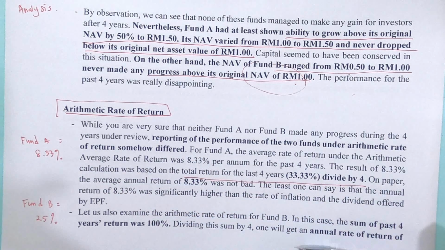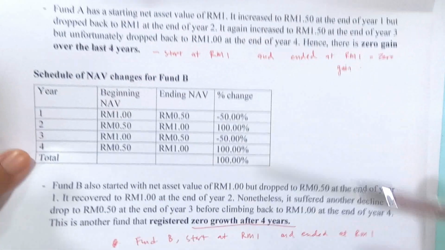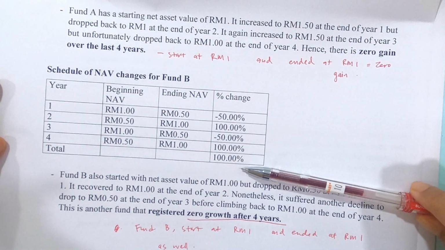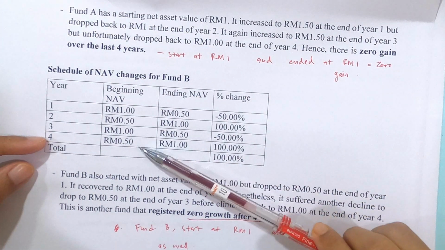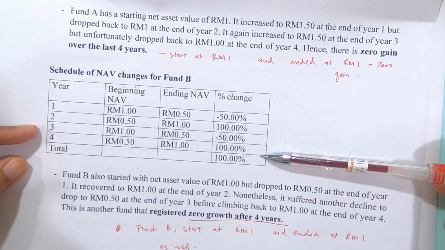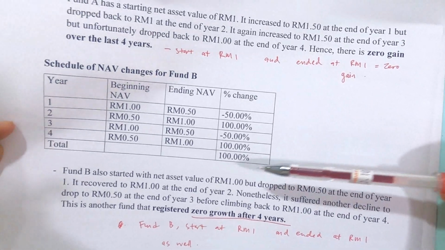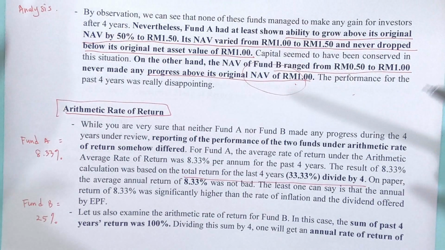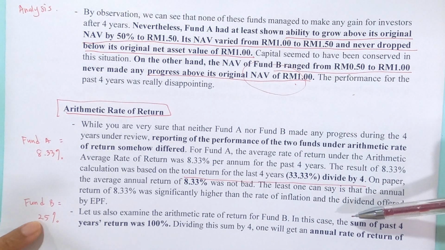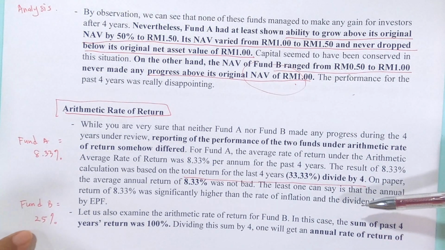But for Fund B, the percent of change is 100%. And if we divide it by 4, 100 divided by 4, we can see that the arithmetic rate of return is 25%.